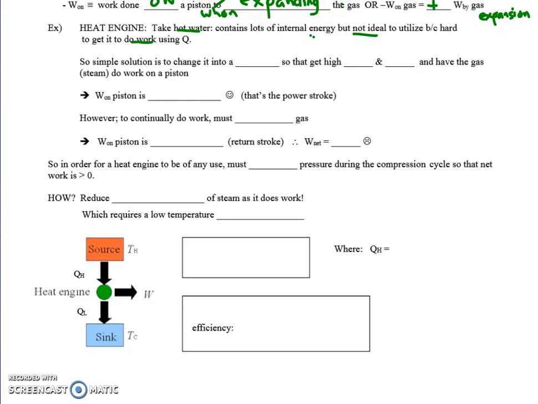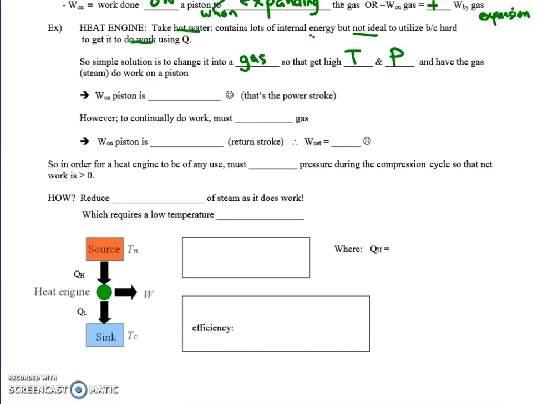In other words, remember, to do work you need to change the volume, and liquids really aren't compressible, so you can't change their volume very easily. So one way around that is to change it into a gas. And what happens when you change it to gas, you get a high temperature and you get a high pressure. And then you can have the gas, i.e. the steam, do work on a piston. Okay, so you take the internal energy you get from creating a gas, which is at high pressure, and you can apply that high pressure to a piston, and you will get it to expand.